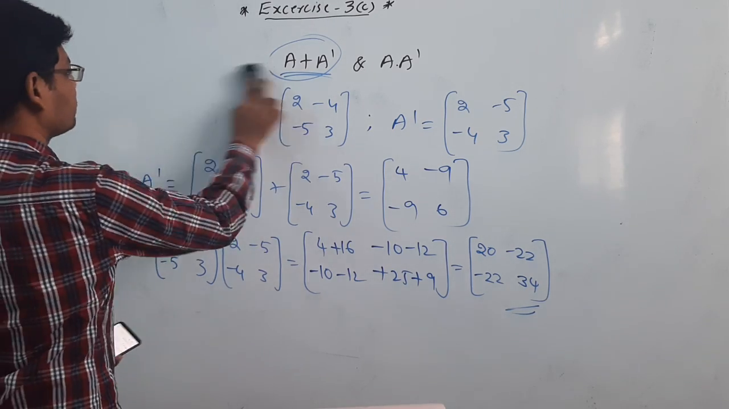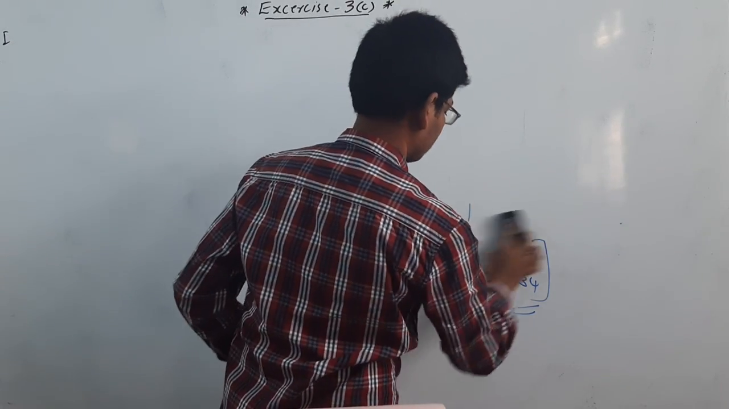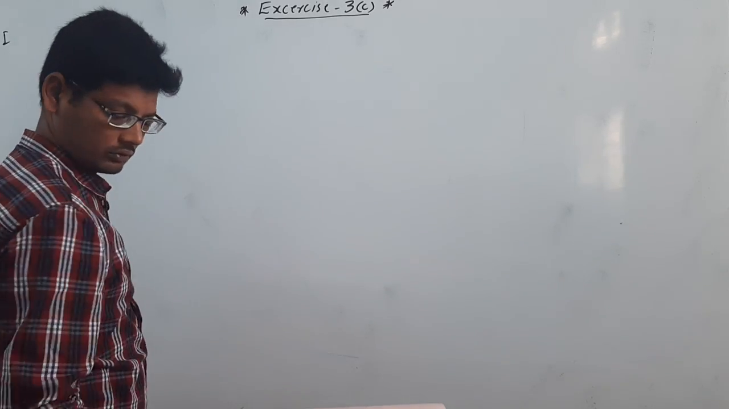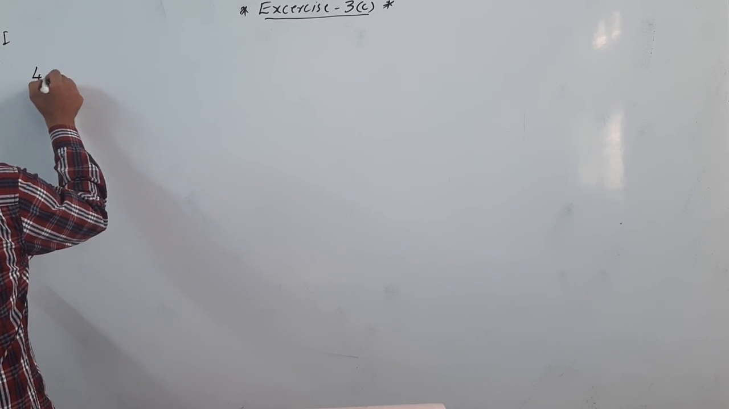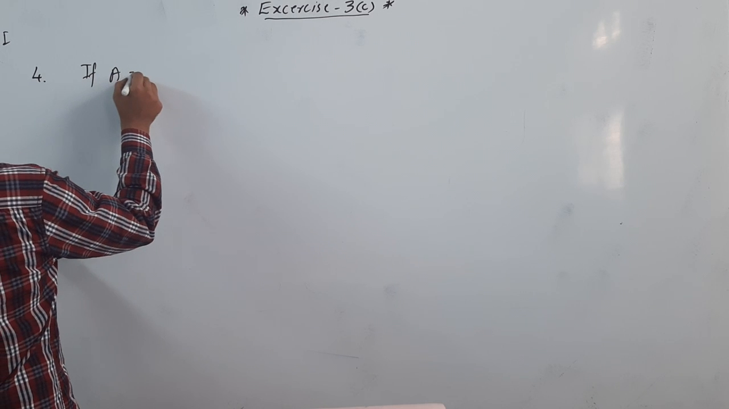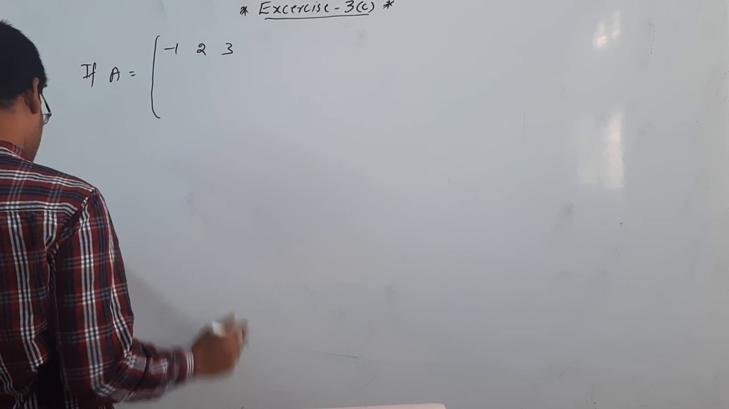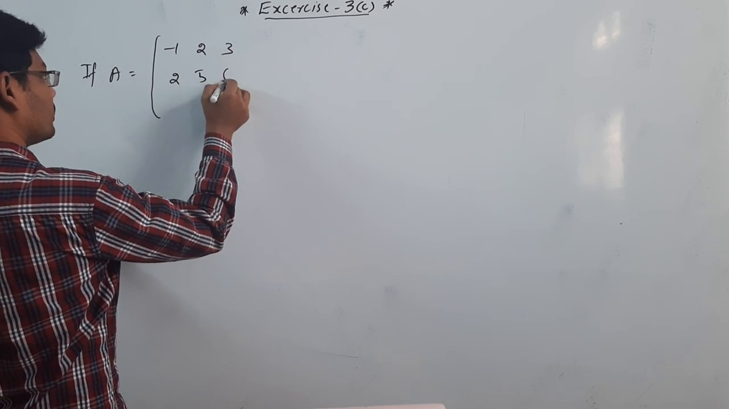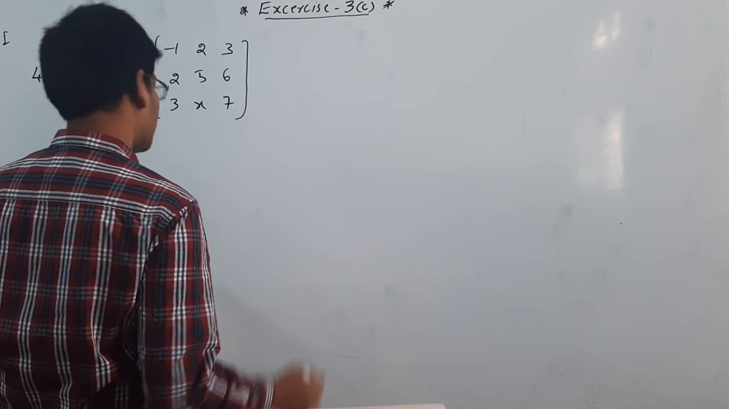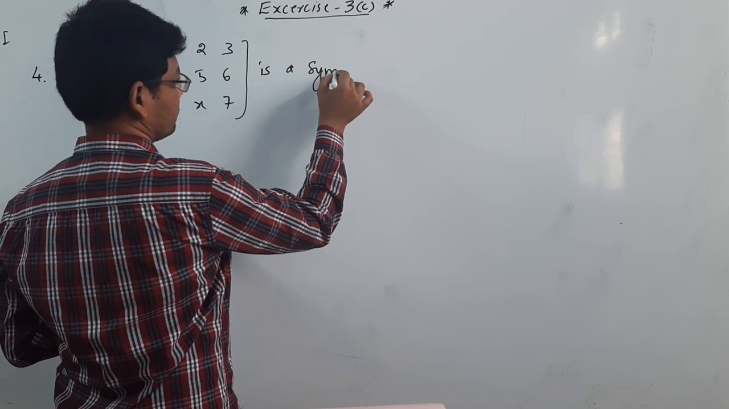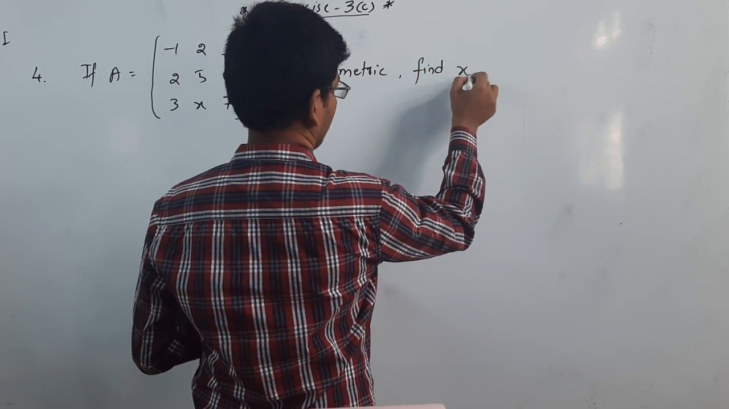First bit, fourth question. If A is equal to a given 3 by 3 matrix, minus 1 2 3, 2 5 6, 3x 7, is a symmetric matrix, then find x.